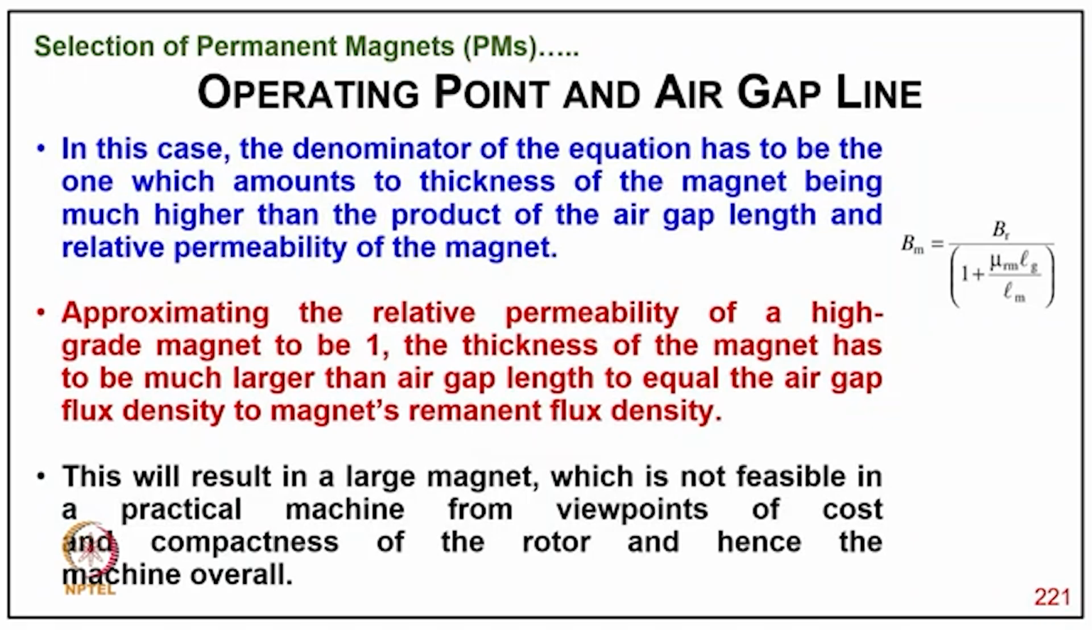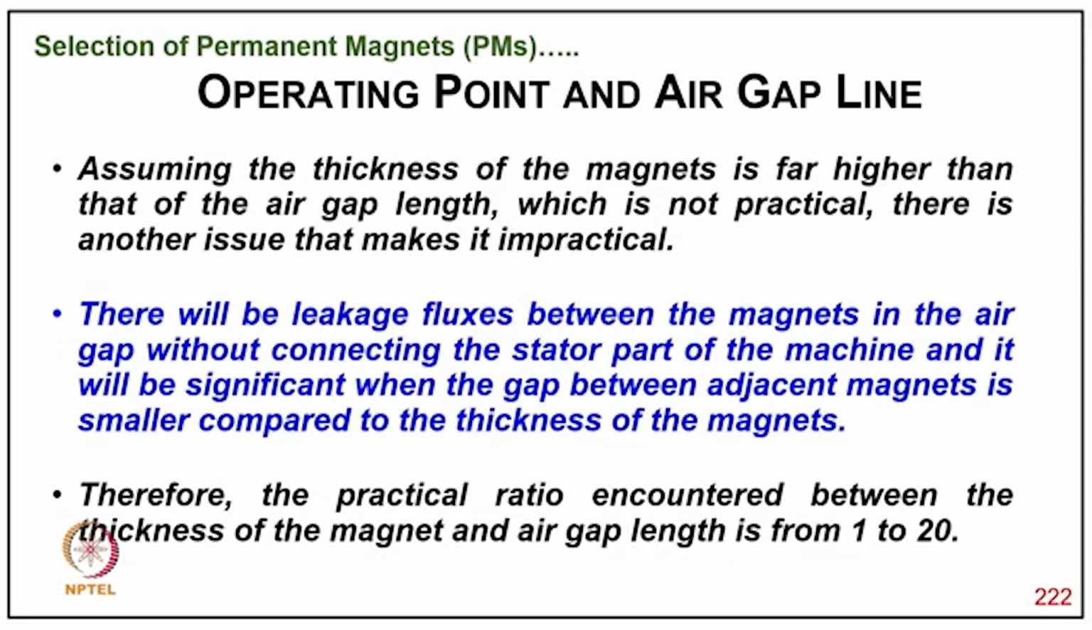In this case, the denominator of the equation has to be one, which amounts to the thickness of the magnet being much higher than the product of the air gap length and the relative permeability of the magnet. So, approximating the relative permeability of the high grade magnet to be 1, the thickness of the magnet has to be much larger than the air gap length to make the air gap flux density equal to the magnet remnant flux density. This results in a large magnet, which is not feasible in a practical machine from the viewpoint of cost and compactness of the rotor and hence the machine overall. So assuming the thickness of the magnet is far higher than the air gap length is not practical. This is another issue that makes it impractical.